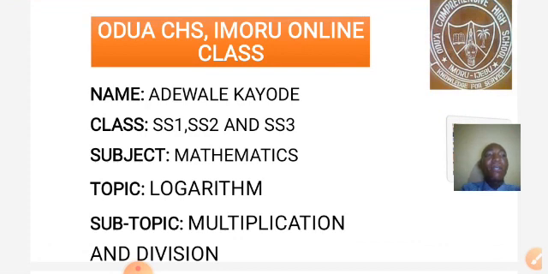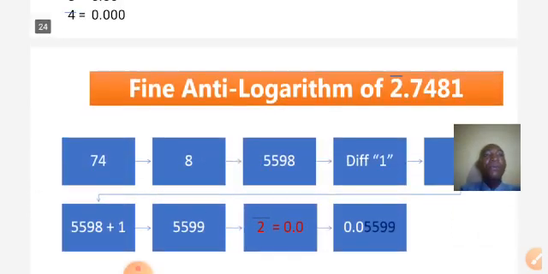In our previous class, we discussed how to find the logarithm and anti-logarithm of a number. That is, when you are given a number and you are asked to find the logarithm, you can find the respective anti-logarithm to get the real number. So in our previous class, I gave you an assignment which I asked you to send to my email adewalekayode84@gmail.com. So let's do some correction on some of the assignment before we move on to today's topic.